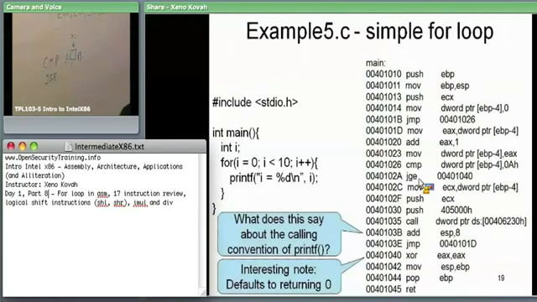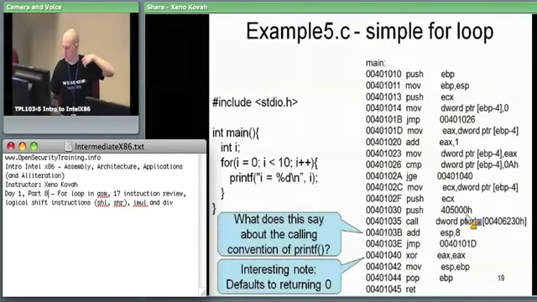Well, our A and B here are EBP minus 4, so that's I, and then I have 0xA, which is 10. So is I, which is currently set to 0, because the only thing we've done thus far is set it to 0, is 0 greater than or equal to 10? No, it is not. Therefore, this jump greater than or equal to is not going to hold. It's not going to take the jump. So if it's not going to take the jump, what's it going to do? It's going to fall through to the next instruction.